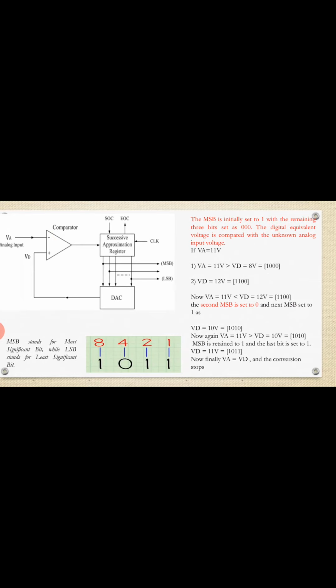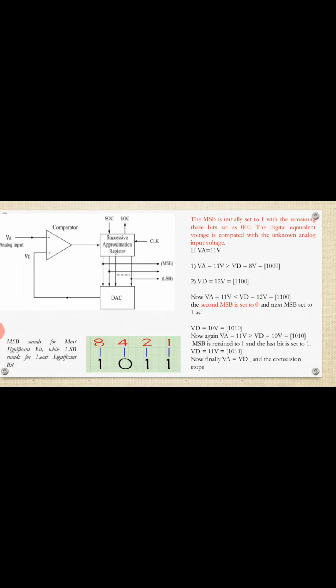I hope everyone has understood. It means nothing but successive approximation: it takes the values one after another and checks them. If the value is less than the analog value, then it will be set to 0. If the VD is less than the analog input, then it will be set to 1.